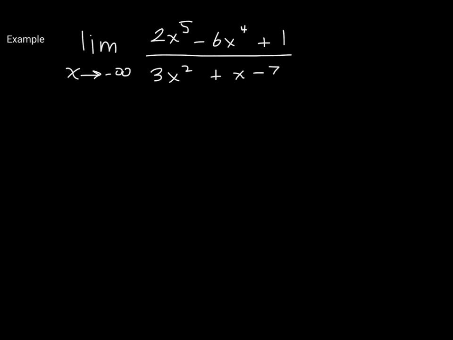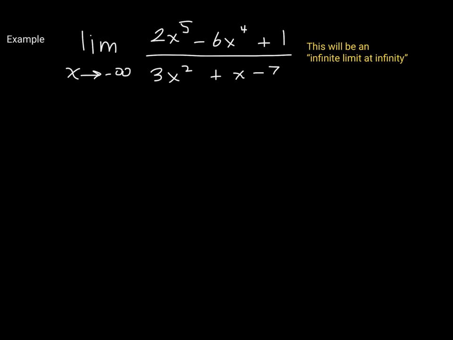All right, check out this rational function, 2x to the 5th power minus 6x to the 4th plus 1 all over 3x squared plus x minus 7. And we're asked to consider the limit of this function as x approaches negative infinity. So this is a limit at infinity. The purpose of this example is to show that this is an infinite limit at infinity. The answer here is going to be negative infinity.